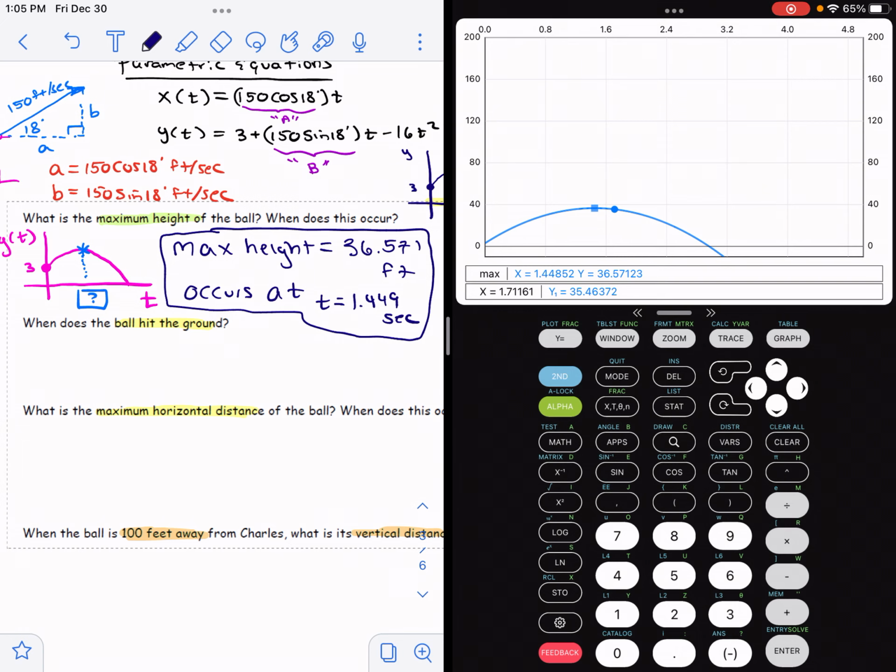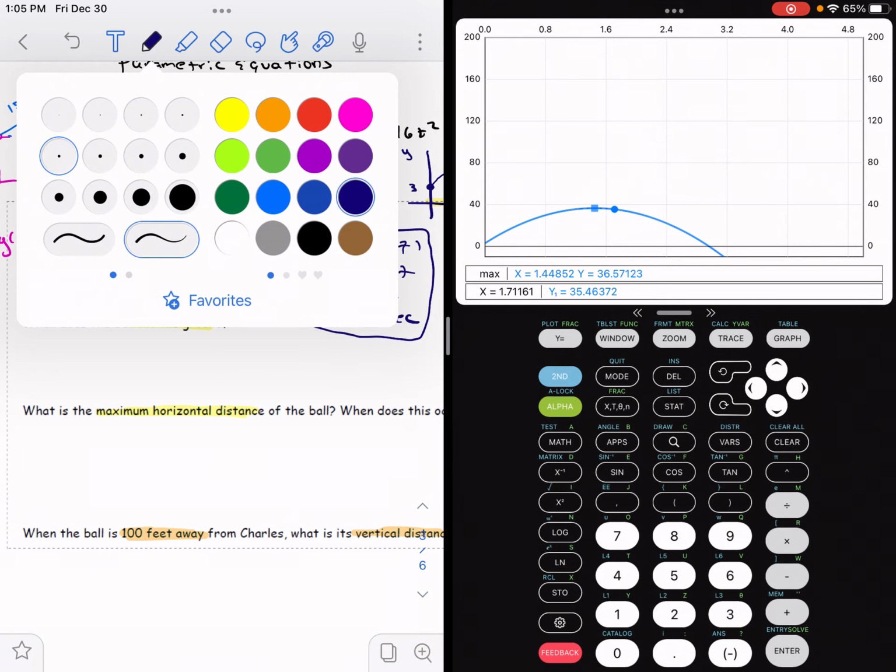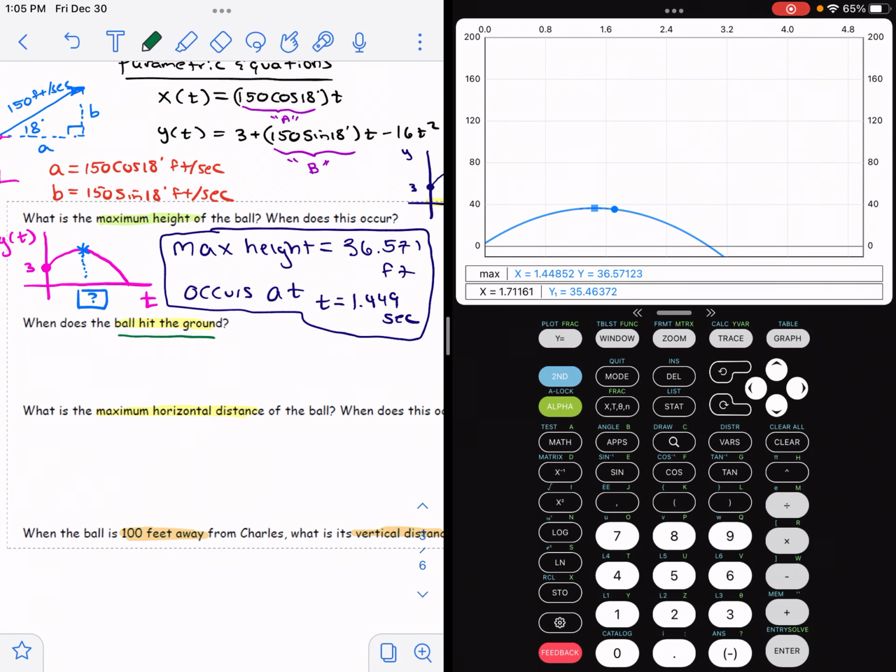All right, when does the ball hit the ground? Let's write ourselves a little helper statement. The ball's going to hit the ground when the height is 0. So that's going to occur when height is equal to 0, or when y of t equals 0. Now we've got our y of t function here. We just need to know when it is equal to 0.